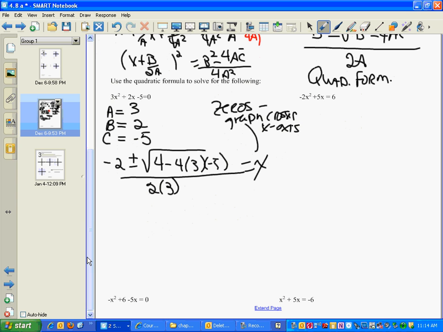Okay, so this is negative 2 plus and minus the square root of 4. What am I doing to this 4? Adding or subtracting 60? So if you make a mistake, it is: what do I do with that second portion? Am I adding that value or subtracting? So cover up the 4 and take a look at all the negative signs.